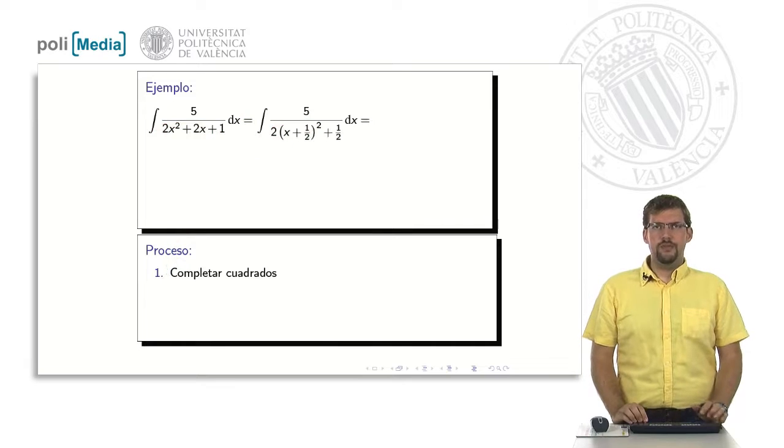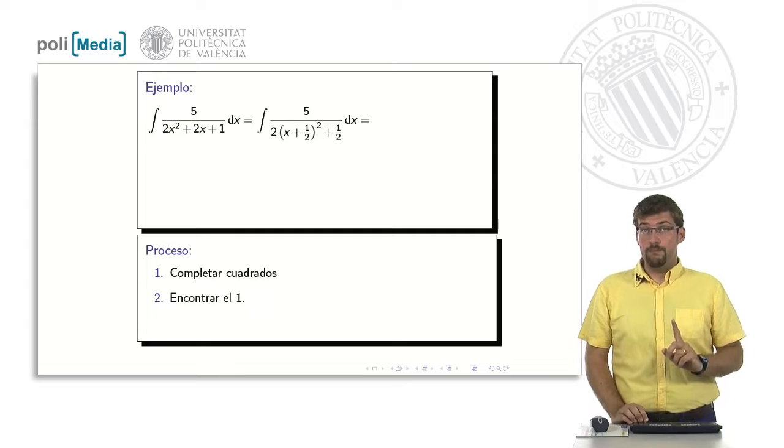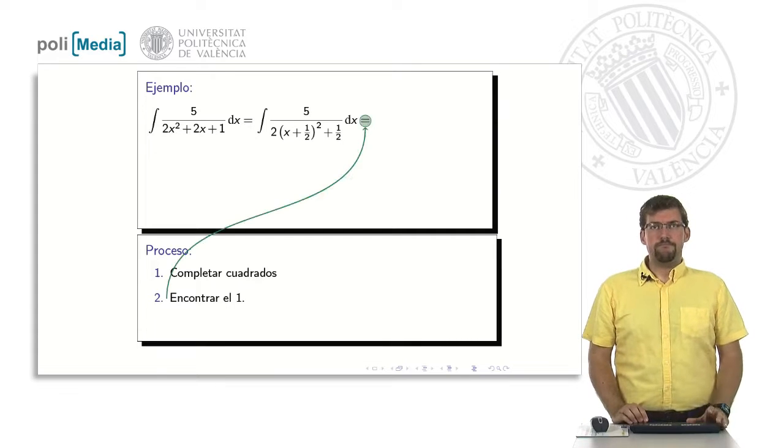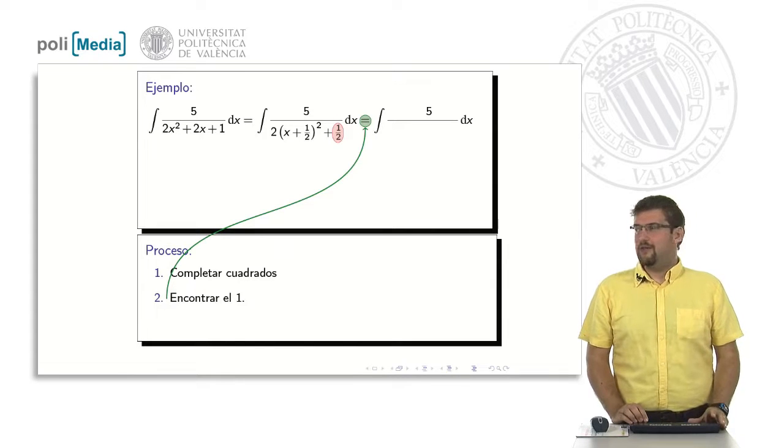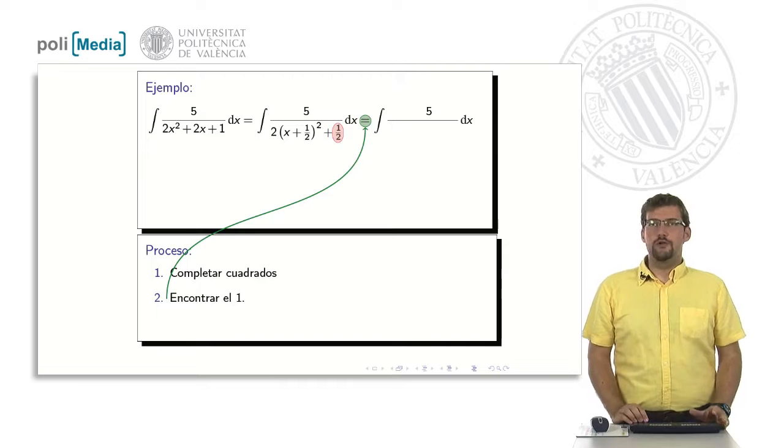Once we have completed the square below, we move on to the second phase, which is to find the unity. And finding the unity basically means taking the 1 divided by 2 that we have here in the denominator and turning it into a 1. That's the main objective of this second phase.